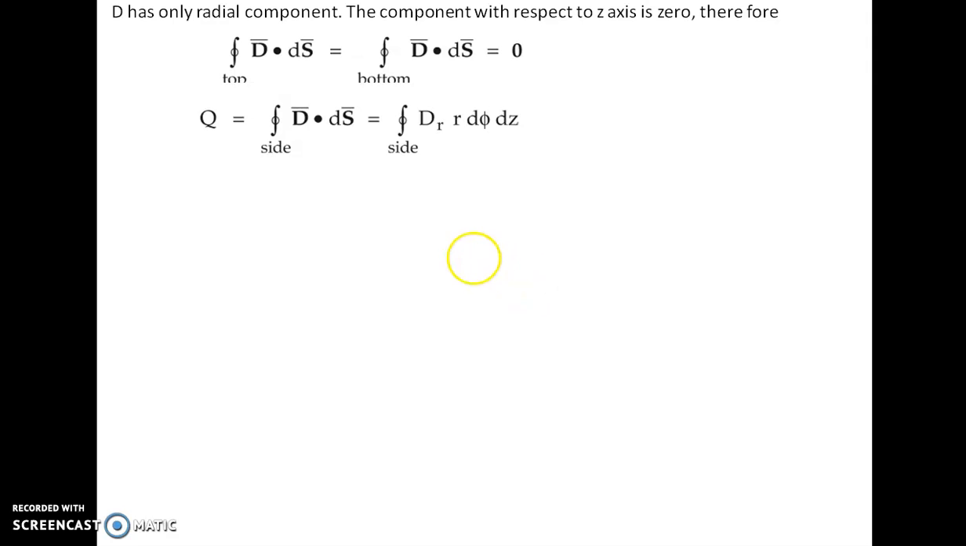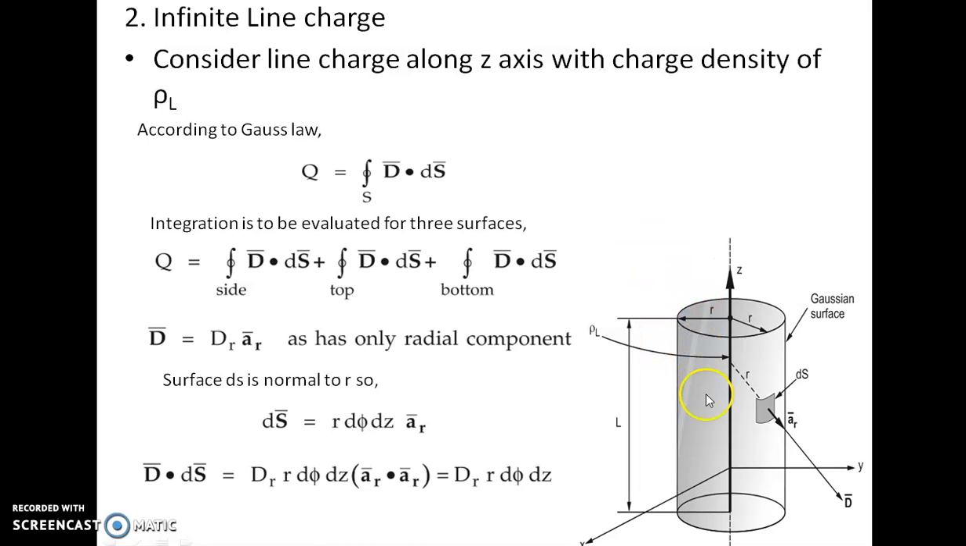Now I have only one component, with respect to the side, so Q can be written as the integral of D dot dS over the side surface. We know D dot dS, so substitute D_r r d phi dz. What is the limit of this integration? It has two parts, one with respect to phi and the other with respect to z. The z-axis varies with respect to the length of the cylinder. What is the length of the cylinder? It is L. So the limit for z is 0 to L.